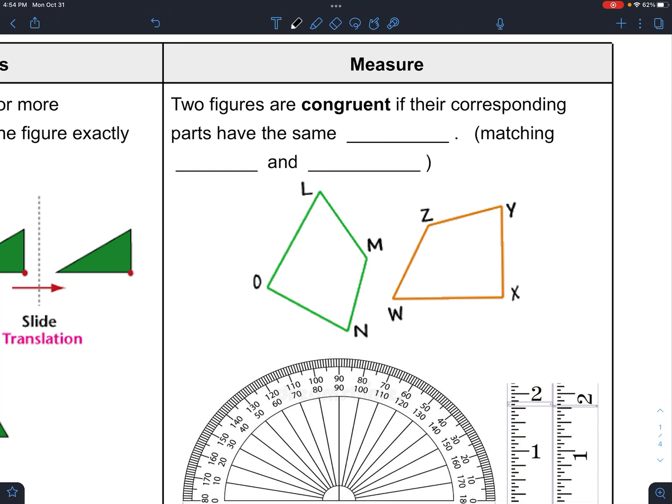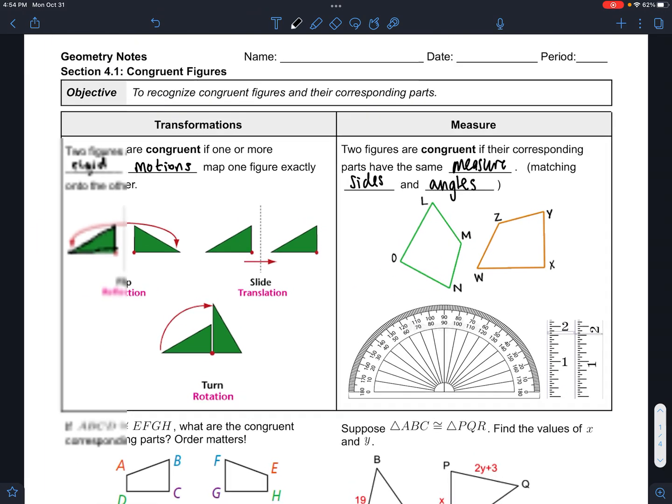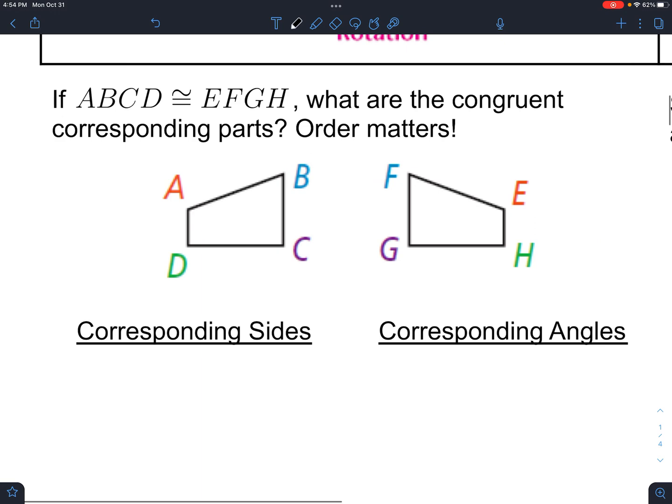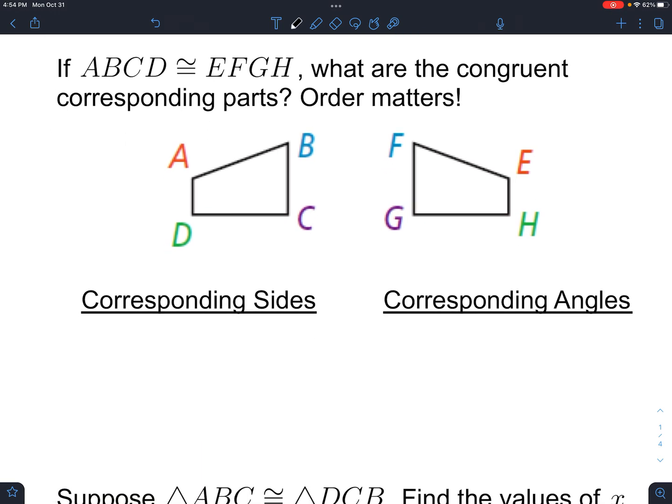We're going to be using measurement. So two figures are congruent if their corresponding parts have the same measure, which basically means we're going to be matching up sides and angles. And we can measure these angles with a protractor or a ruler. So let's practice matching up corresponding angles and corresponding sides. So the angles, these red ones here, those form a match.